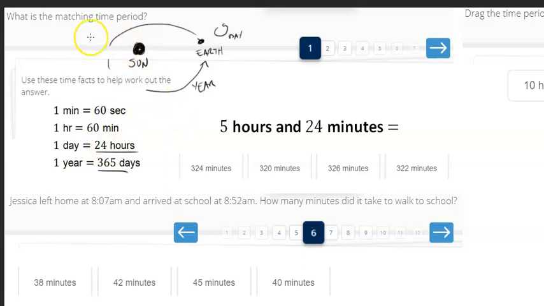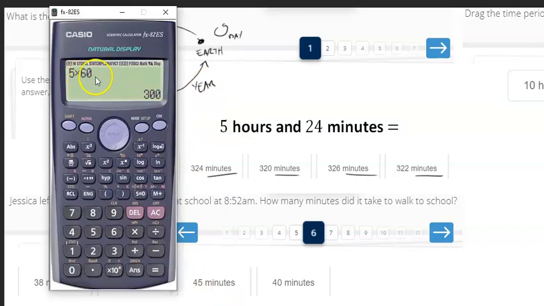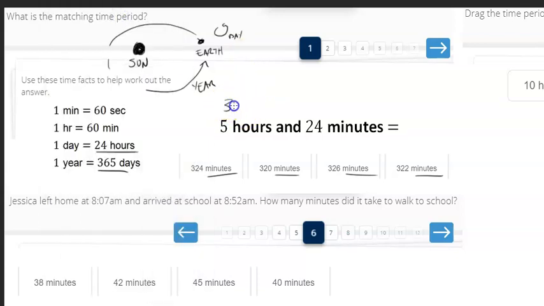So this question here, what is the matching time period? We've got 4 solutions that have been provided in minutes, and we have to see how many minutes there are in 5 hours and 24 minutes. Now, we do know that there are 60 minutes in 1 hour. So to get 5 hours, we have to just multiply this by 60. So 5 times 60 is equal to 300. So we have 300 minutes and 24 minutes. So all up, this is 324 minutes, which is this solution here.